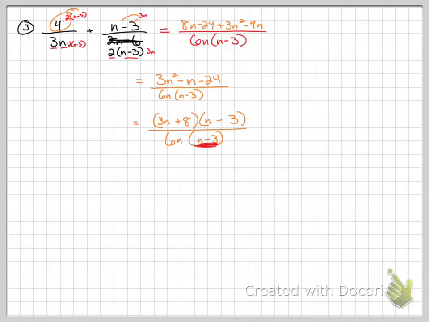So there's a little hint. Look at the other side of the fraction for potential factors. Now those n minus 3's cross out. I have 3n plus 8 over 6n. Remember, you cannot reduce the 3n and the 6n because the plus 8 is holding that together. And n cannot be 0, and it still cannot be 3 because at some point in time, n minus 3 was a denominator. So hopefully that helps you a little with adding and subtracting.